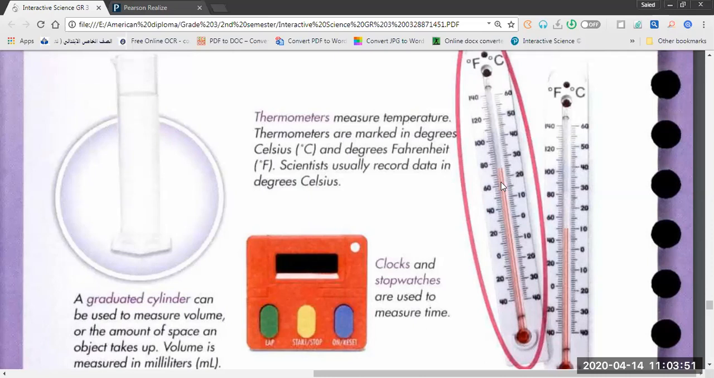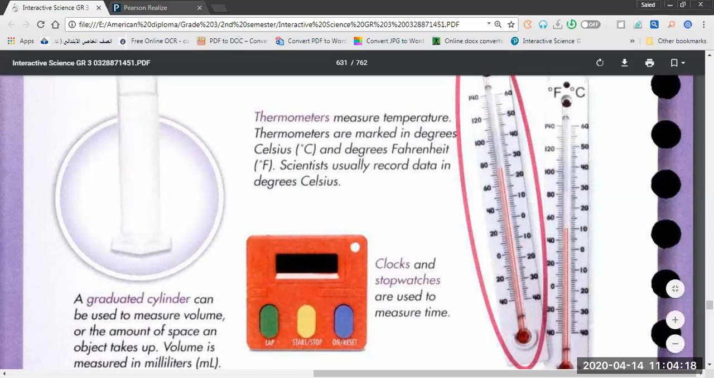As we can see here, we have two thermometers, and you can check the reading of the thermometer by observing the red line here in the middle of the thermometer, and you will get the graduation or the number that is pointed on the thermometer.